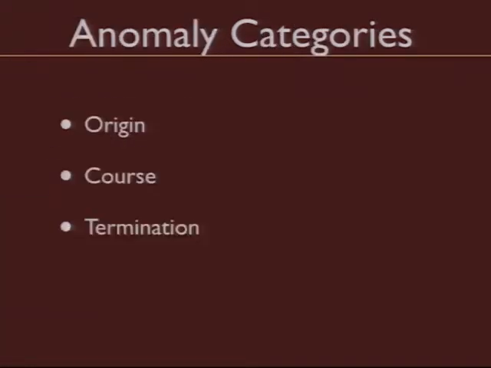So when we break the coronary anomalies down, basically we can put them in three categories: whether they have an anomalous origin, anomalous course, or anomalous termination. And as I'm sure many of you know who have seen these, oftentimes it's a combination. If they have an anomalous origin, they often also have an anomalous course.